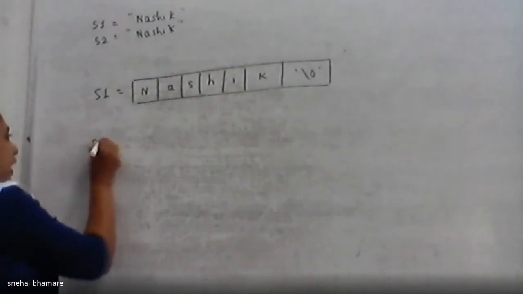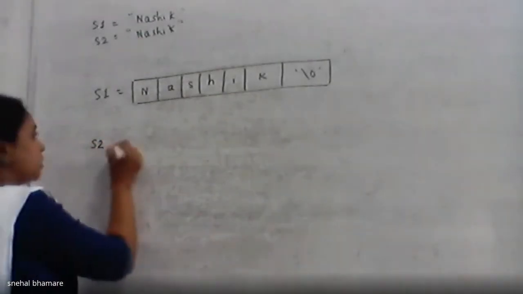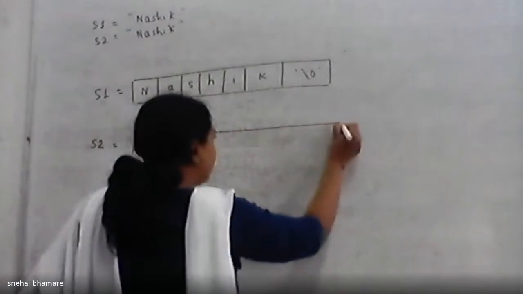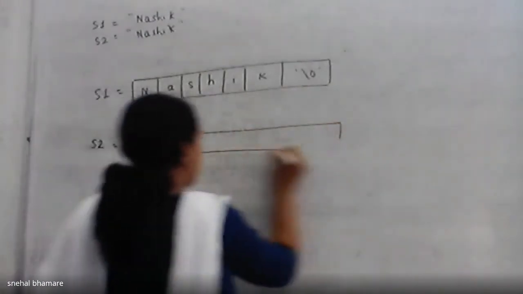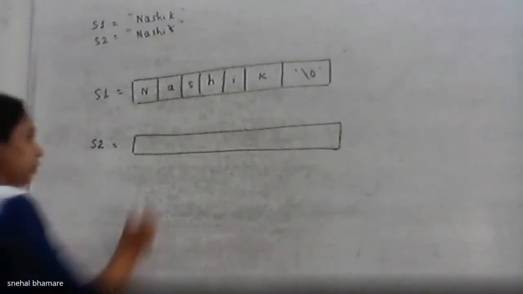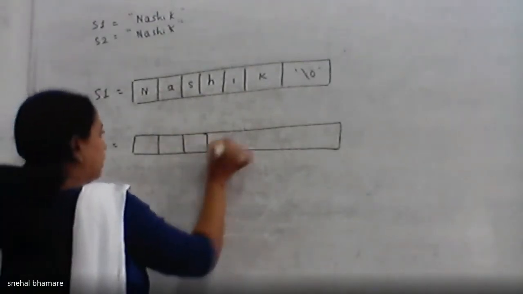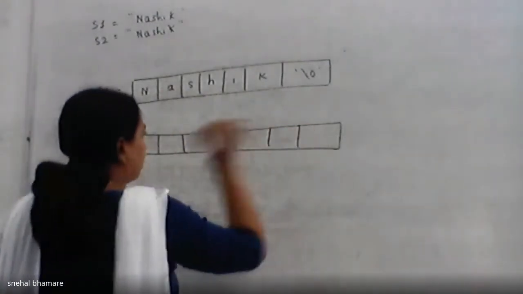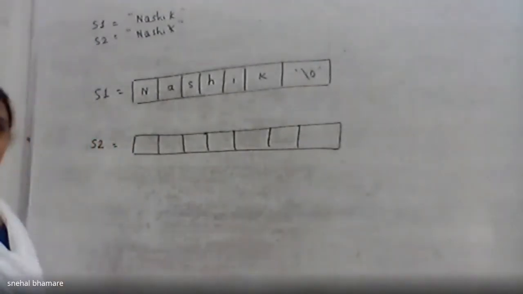Okay, this is my string S1, and you have another string, let's say S2, but initially this array is empty. Fine? Okay, this is my empty array.